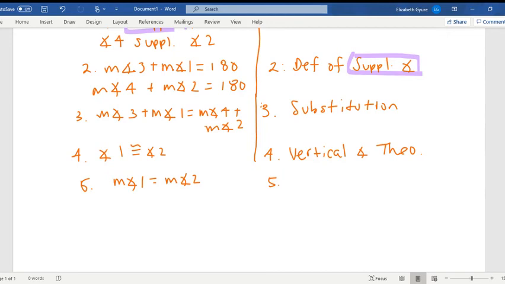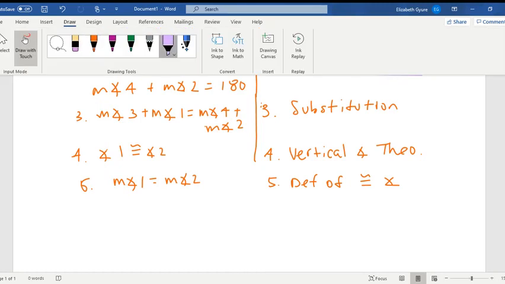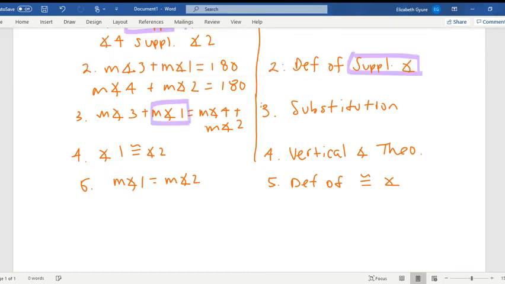Ashley? Yep, the definition of congruent angles. If two angles are congruent, then they have equivalent measures. Very good. All right, so now this is good. I have that angle 1 and angle 2 are congruent, or not congruent, equivalent. So now what can be done with them? Sydney?